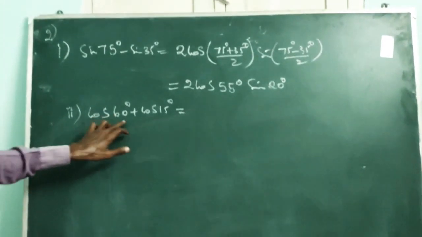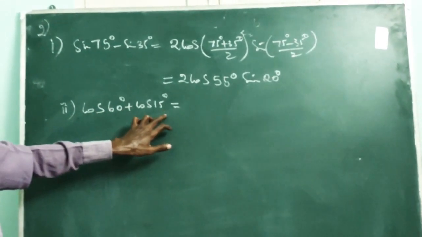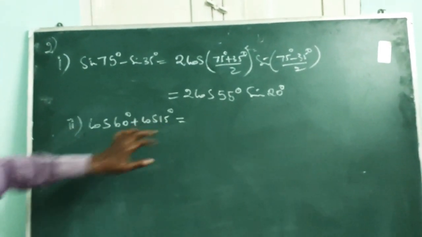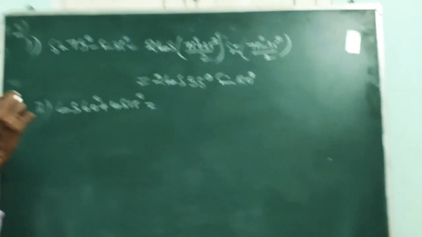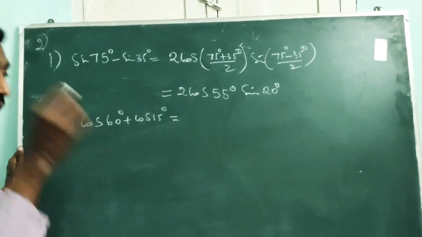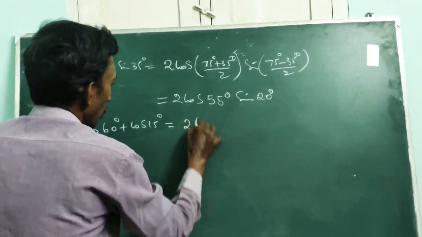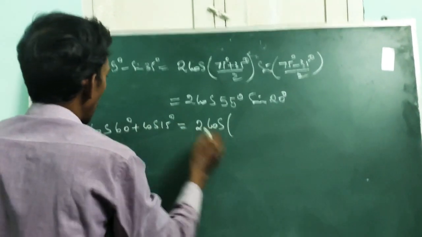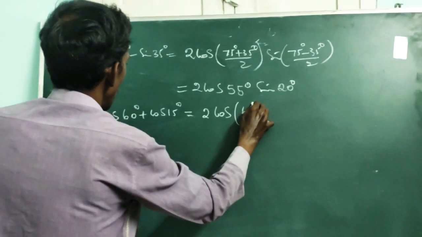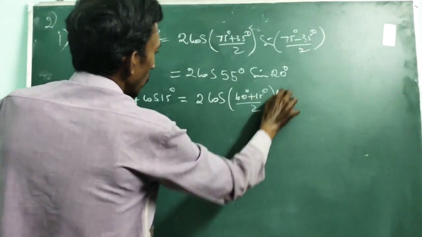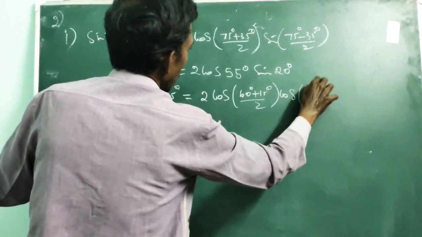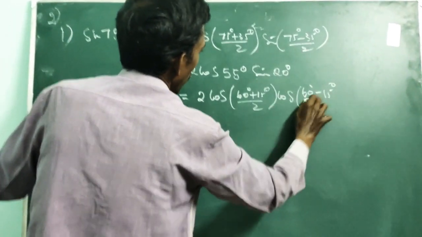Subdivision 2, it is of the form cos C plus cos D. So it is nothing but 2 cos((C plus D) by 2) into cos((C minus D) by 2). So 2 cos((60 plus 15) by 2) cos((60 minus 15) by 2).